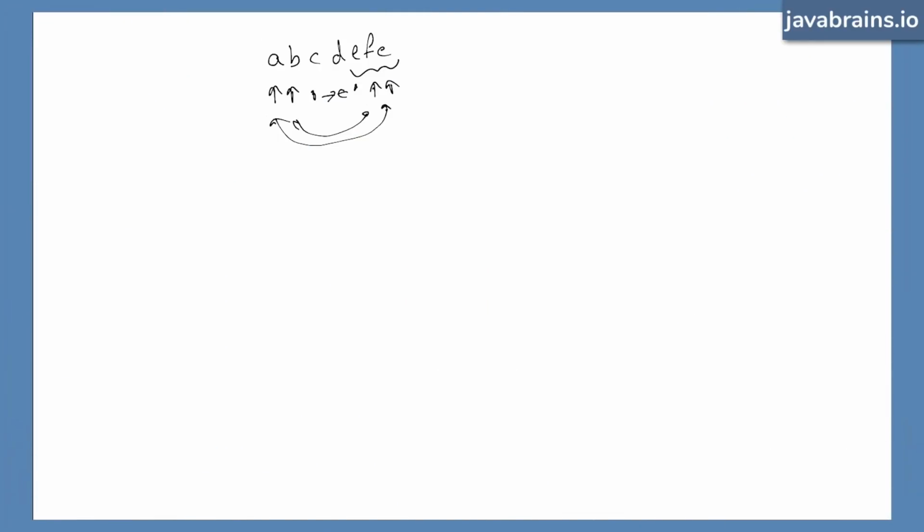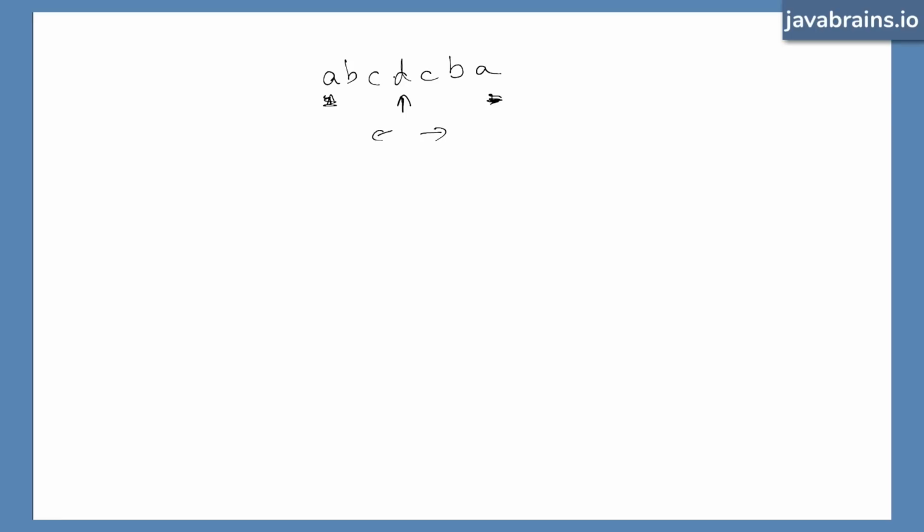So let's say this is my string: A, B, C, D, C, B, A. I want to check if this given string is a palindrome or not. Instead of starting from the beginning and the end, I'm not going to do that. What I'm going to do instead is start from the middle, and expand on both sides.